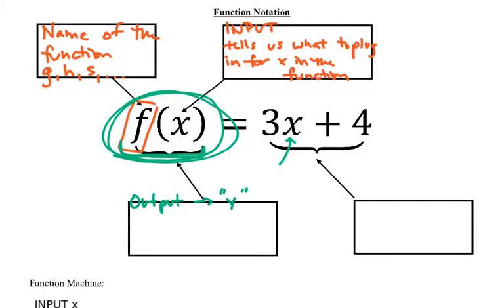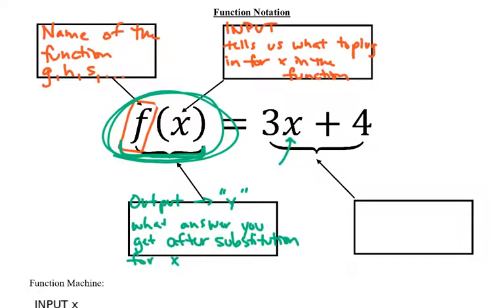Essentially, what you get, the answer you get after substitution for x. So the whole thing is the output, or the y. And then the last part would be this part right here. When we're talking about this, for example, 3x plus 4, this is the actual function.